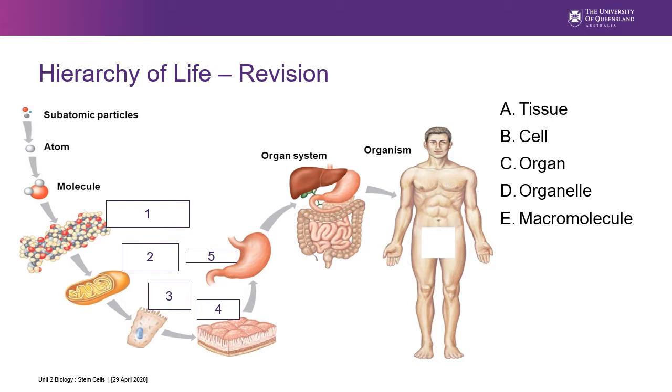Cells come together to make tissues. So number 4 is tissue. And finally, number 5 is an organ. Tissues come together to make organs. Then organs come together to make organ systems, such as the stomach being part of the digestive system. And then organs come together to make up the whole organism.